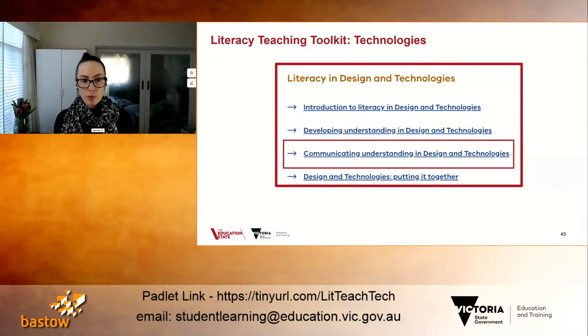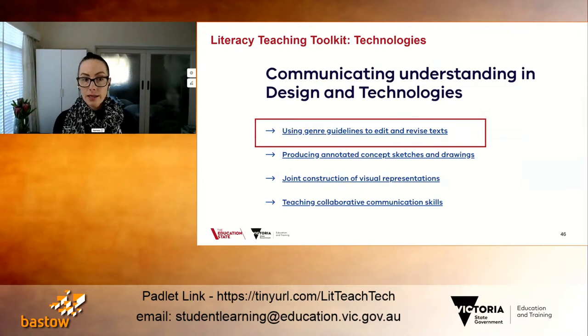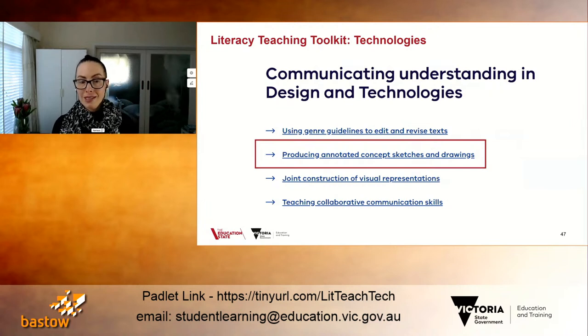If we look at communicating understanding, so we're now thinking about the work that our students are producing in design and technologies, then we're looking at using genre guidelines to edit and revise text. I'm going to take you through what this could look like. We are looking at producing annotated concept sketches and drawings because, as we know, in design and technologies, a lot of it is visual.